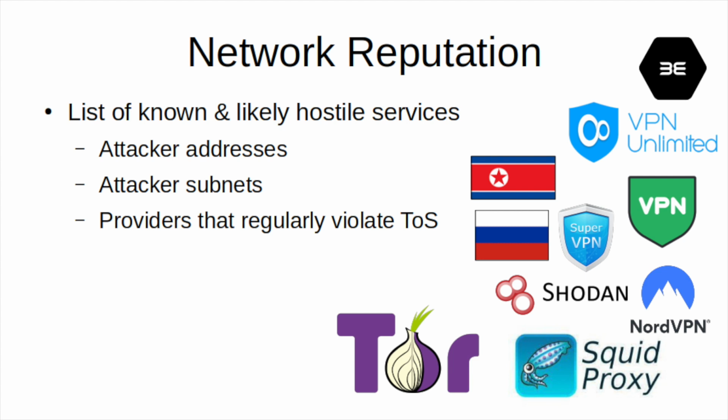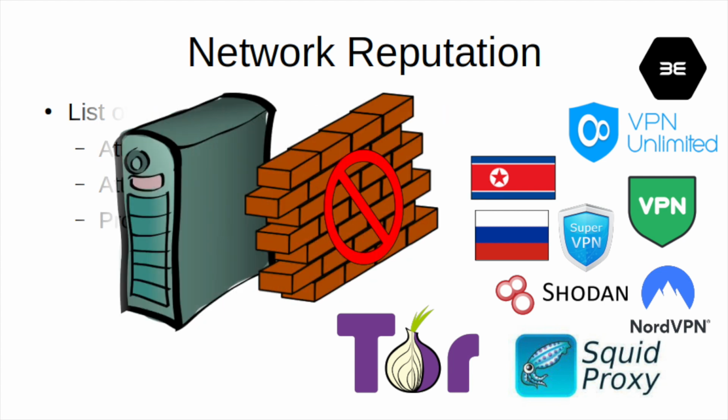On my servers, I maintain a list of these hostile services. These include individual IP addresses, subnets, and providers that are regularly used to violate my terms of service. If a client connects from any of these undesirable locations, I have the option to block, filter, or restrict access.